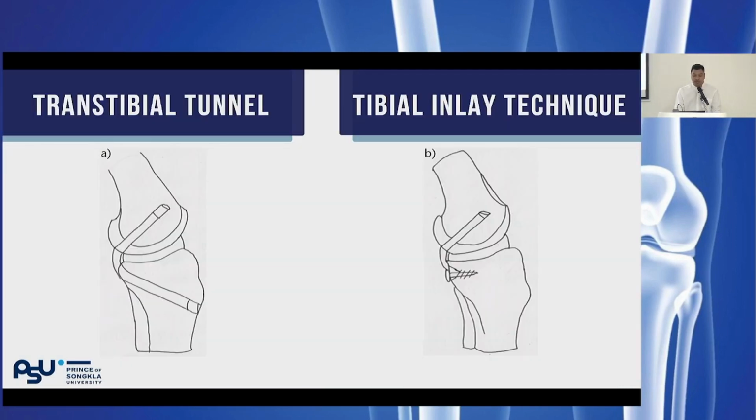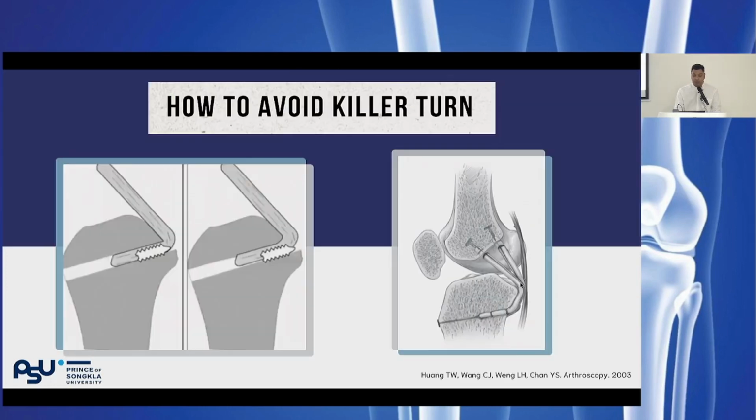Tangential or tibial inlay: with the tangential technique, it can develop a killer turn. Tibial inlay is limited by the open approach, but there is no clinical or biomechanical difference between tangential and tibial inlay techniques. So how to avoid a killer turn? A killer turn is an angle between the graft in the tibia and femur. To decrease a killer turn, use a wrap or chamfering technique to decrease the acute angle and graft abrasion. Moving the tibial tunnel more vertical and to the center can also decrease a killer turn.